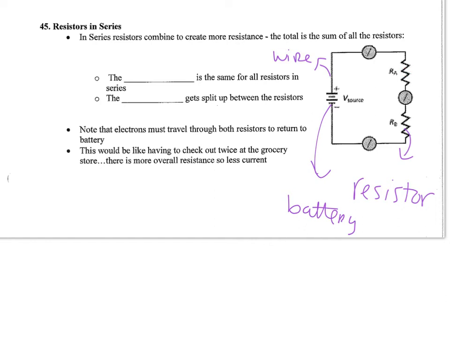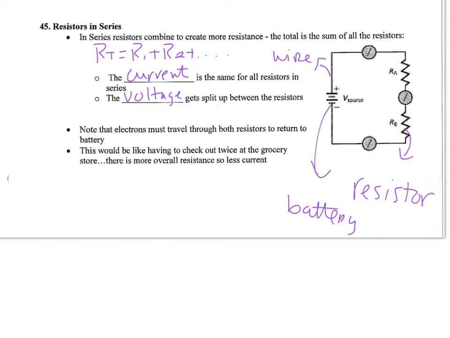In a series circuit, the total resistance is equal to the sum of all the resistors. So the total resistance would equal the resistance of 1 plus the resistance of 2. All you're doing in a series is adding them up. When you have resistors in a series, the current is the same for all resistors, and the voltage gets split. So in other words, whatever my current is going through this circuit, it's going to be the same in these two resistors. My voltage will be equal to the sum of these two resistors.